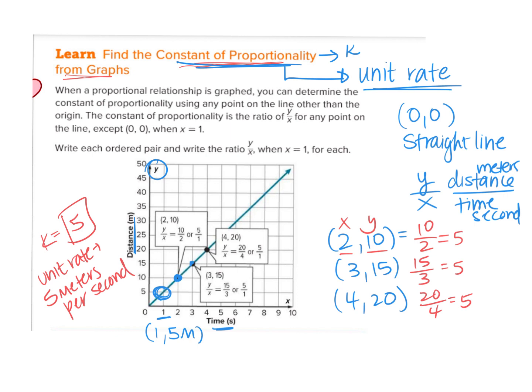So I just found the constant of proportionality, or the unit rate, from this graph. Now, the only exception to this is 0, 0. That does not work. If I divide 0 by 0, you can't actually do that. So it's for all points except 0, 0.